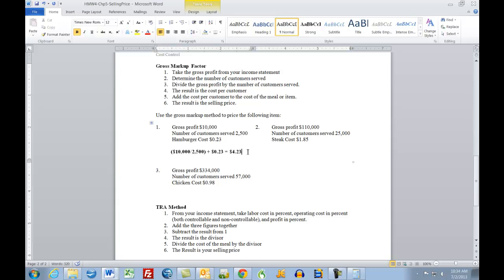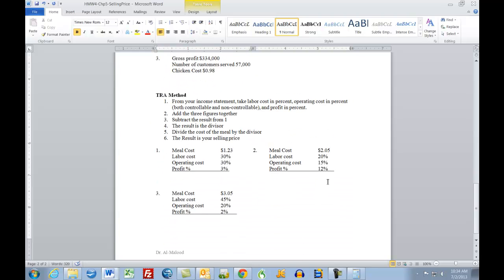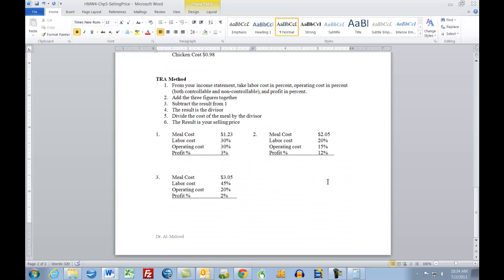So this is how you would solve the gross markup on factor problem. And you would need to do the same process for the other two examples as well. Alright, let's go on to the TRA method, which is the Texas Restaurant Association method. I will do the first one and allow you guys to do the other two on your own.